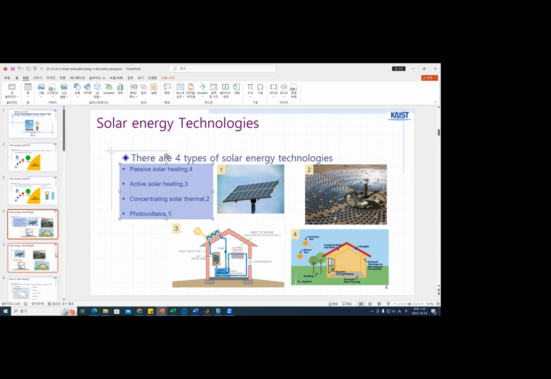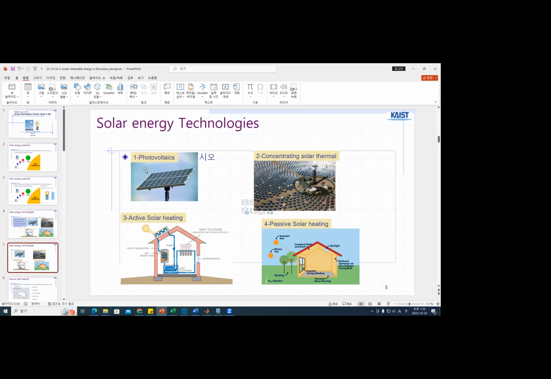So it's correct. The first one is photovoltaics, which is called a PV cell, and the second is concentrating solar thermal, by using a concentrating mirror to reflect the solar energy and concentrate it into one point or line. And 3 is active solar heating, and 4 is passive solar heating.